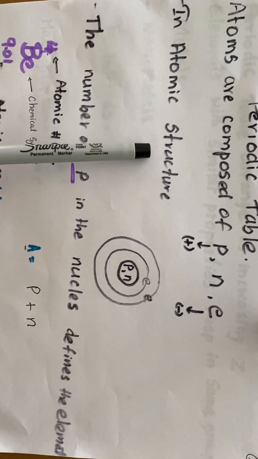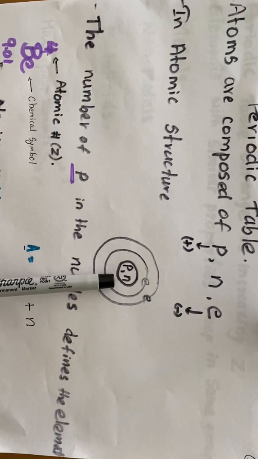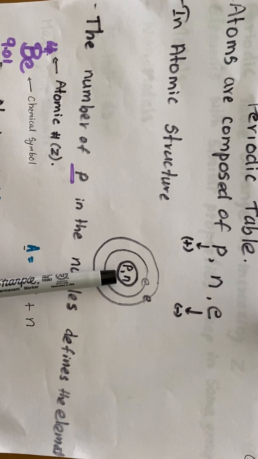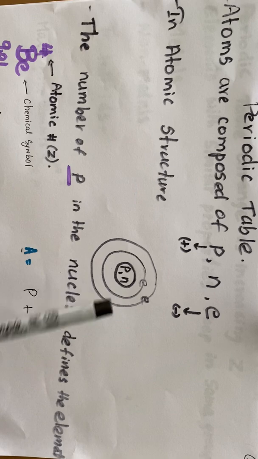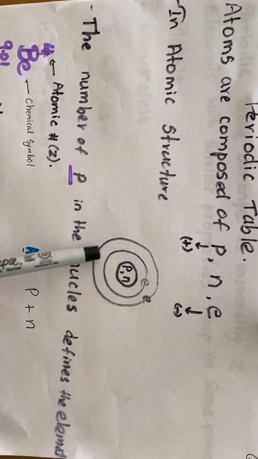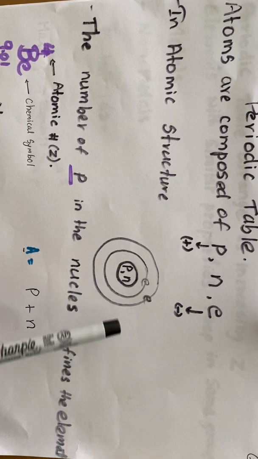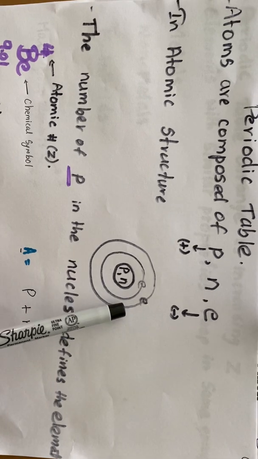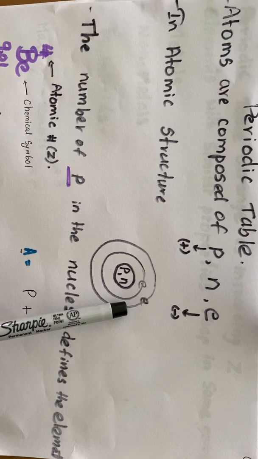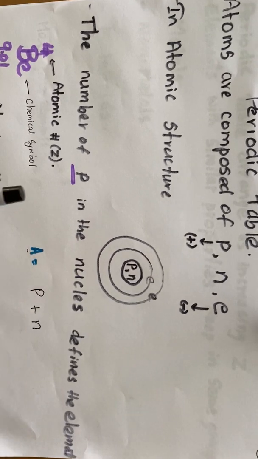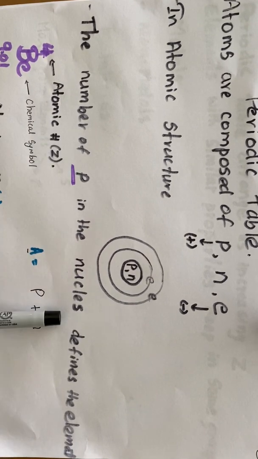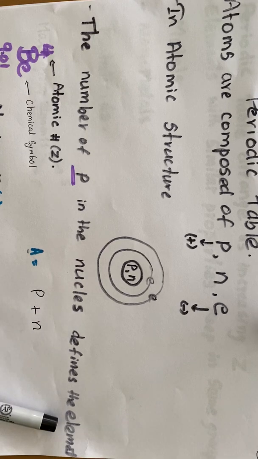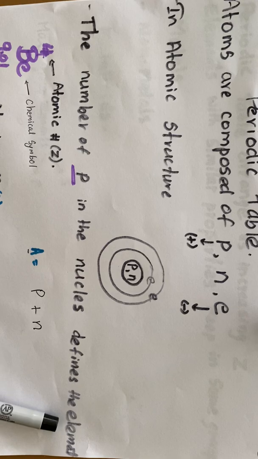In atomic structure, the proton and neutron are in the nucleus, in the center, which is positively charged. All the electrons are in certain specific energy levels. As an example, in the first energy level we normally have 2 electrons. In the second energy level we are going to have 8 electrons. The number of protons in the nucleus defines the element. Each element has a specific number of protons.